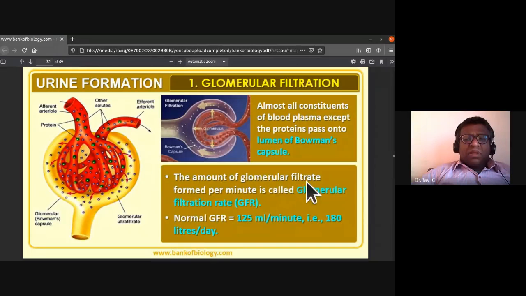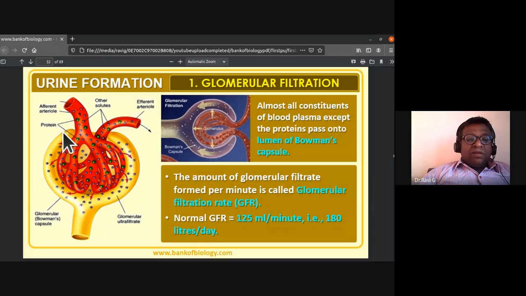The amount of glomerular filtrate formed per minute is called the glomerular filtration rate, GFR. The normal glomerular filtration rate is equal to 125 ml per minute, that is 180 liters per day.